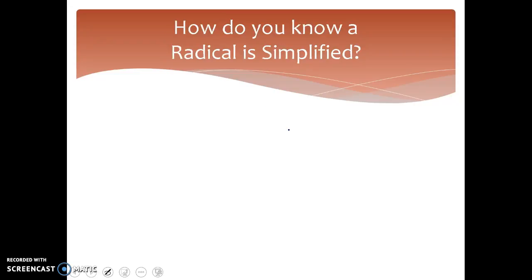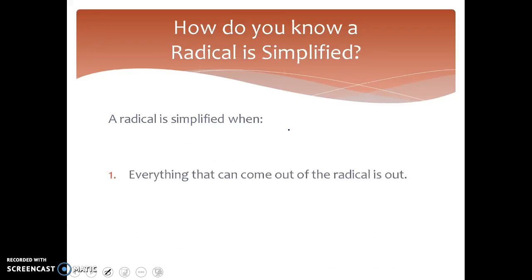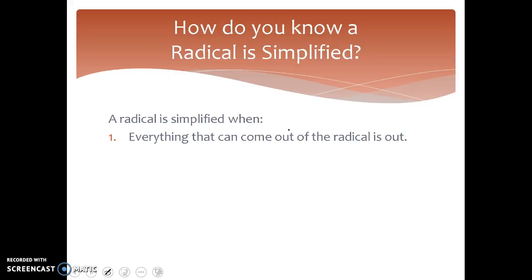So this is how we are simplifying radicals. Let's just take a look at how you know whether something is simplified. A radical is simplified when 4 things happen. Everything that can come out of the radical is out of the radical. So if you have a perfect square or a pair of variables inside the radical, all of those things must come out. There can't be any fractions inside of a radical, so I can't have the square root of, let's say, a half. I'd have to write that as the square root of 1 over the square root of 2.